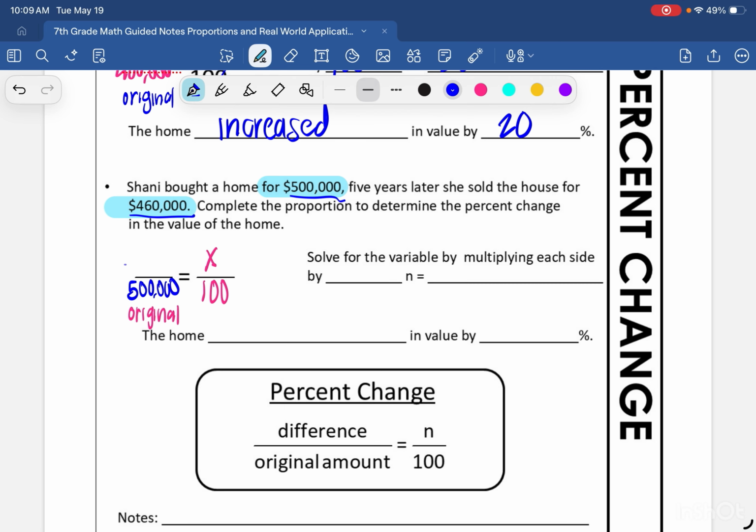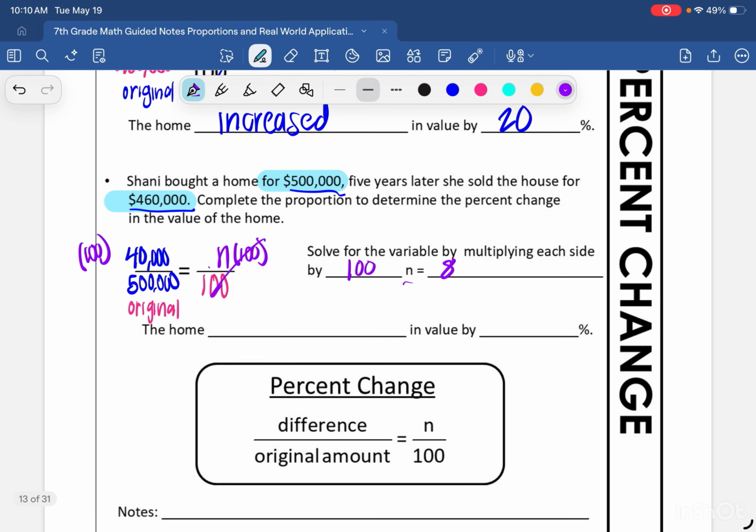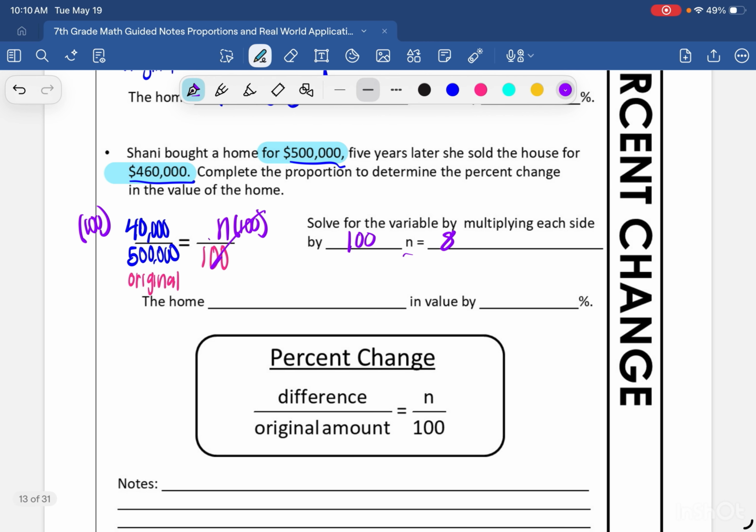Keeping the number positive, that is $40,000. That's the change. So I'm going to solve for the variable by multiplying each side by 100. So 40,000 times 100 divided by 500,000 is going to give me 8. Now I wrote X and they wrote N, so that's okay. I can change this to an N. Did the home increase or decrease in value? The home decreased in value by 8%.